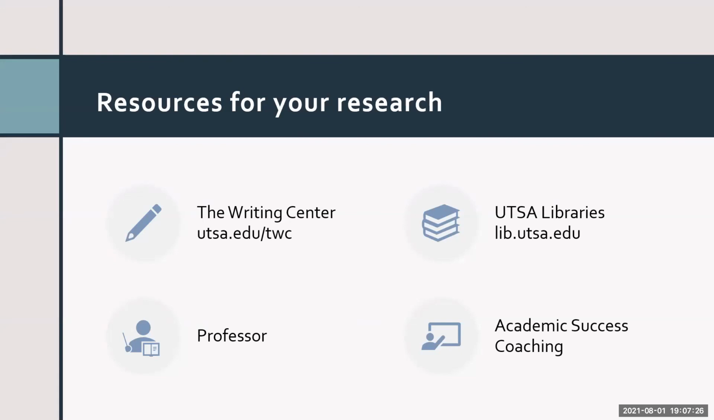The first is the Writing Center. You can make an appointment by going to their website and signing up for an account and setting up an appointment with a writing tutor. Appointments are available for students at all stages of their writing process, so you don't have to have a complete writing project done to be able to go and meet with a Writing Center tutor.